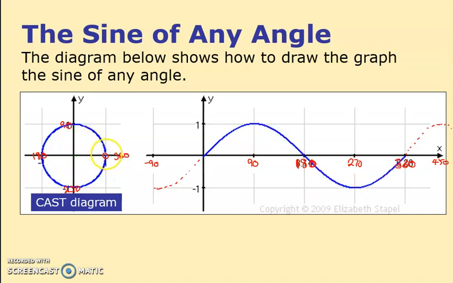Now this is called, from 0 to 90 as it goes round, the first quadrant. This is called the second quadrant. This is the third quadrant, and this is the fourth. But we'll come back to that in a bit.